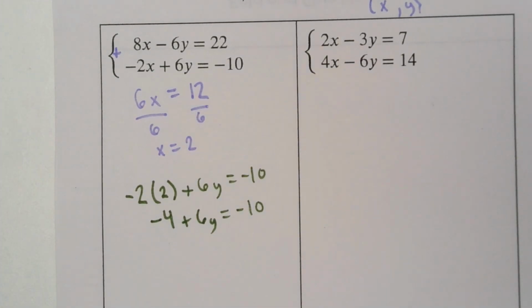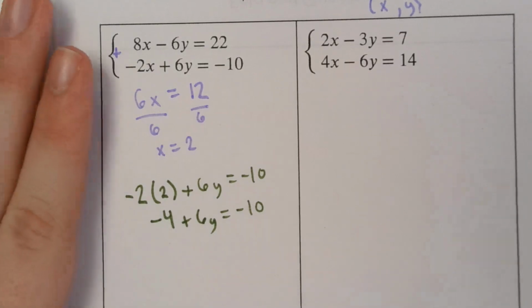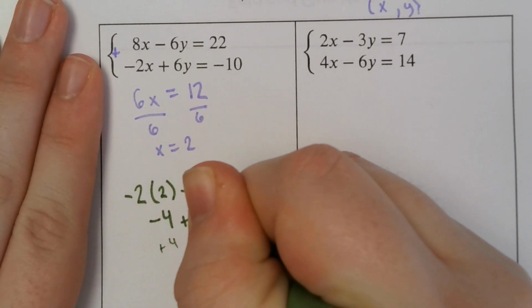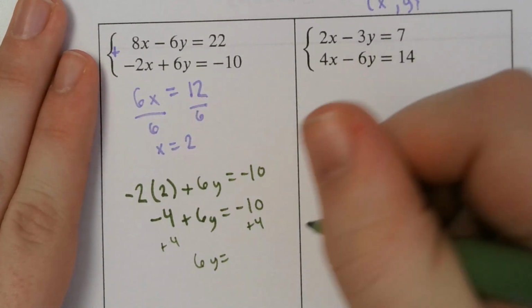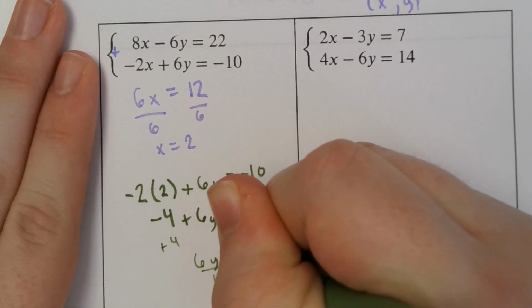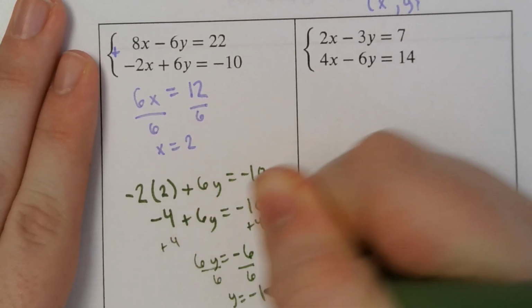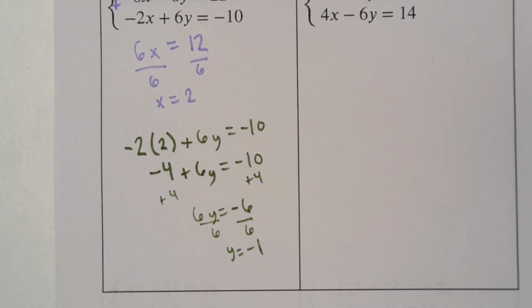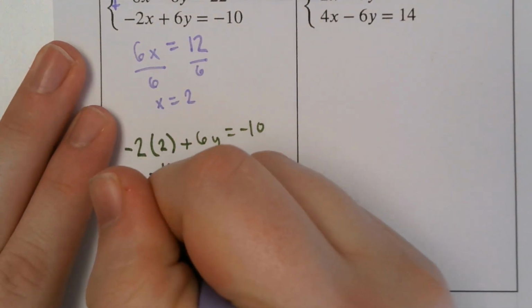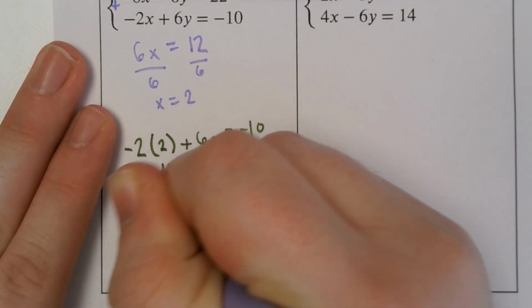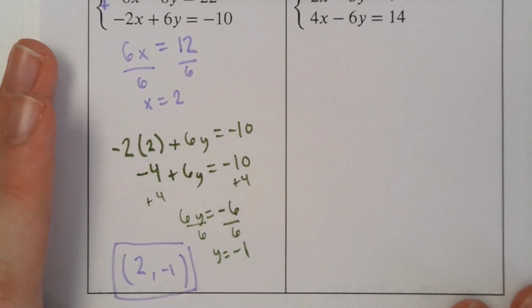Now we have a two-step equation. How do we get rid of that negative 4? Add 4. We get 6y equals negative 10 plus 4 is negative 6. And we divide. Y equals negative 1. Okay, so my solution is x comma y. So what's my x value? What's my y value? Perfect. That is my solution.